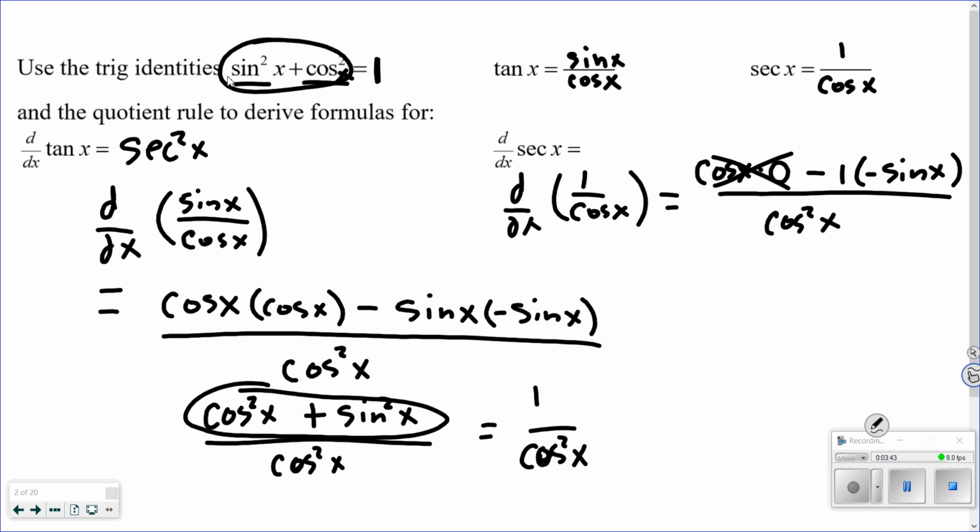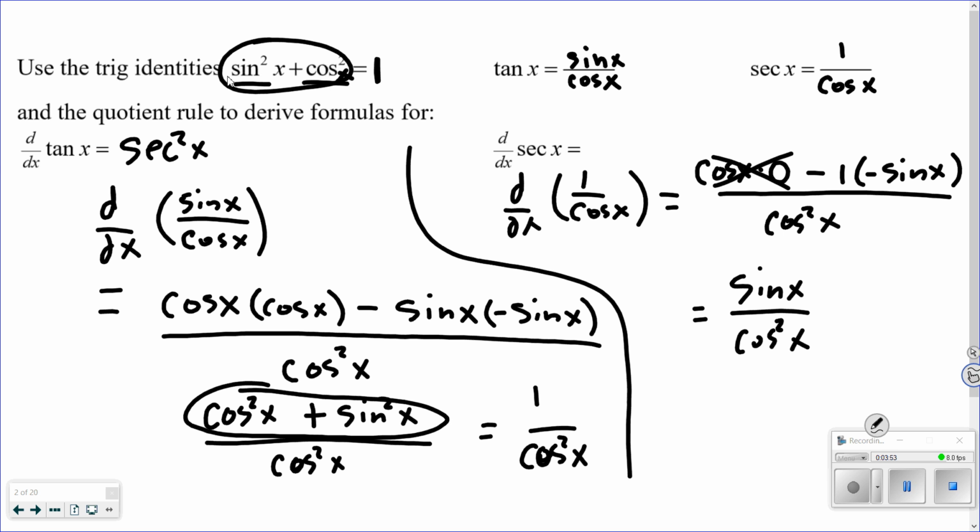A negative 1 times negative sine of x would be 1 sine of x. So sine of x over cosine squared of x. I'll just separate this so we keep it all separate. Okay, so that's my answer.